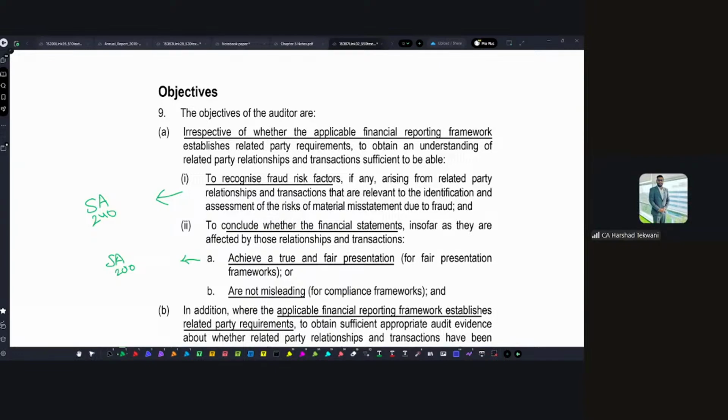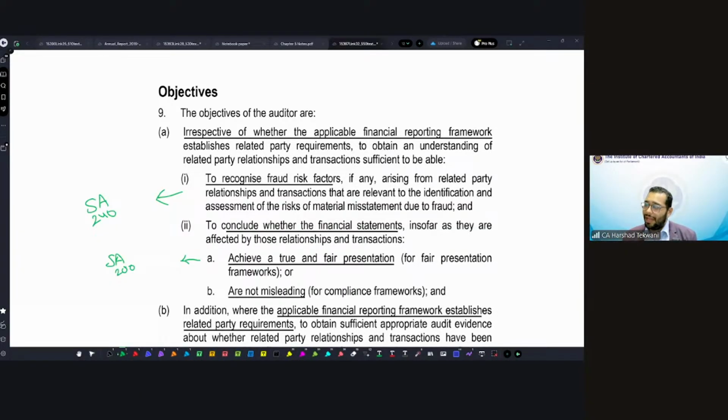First, then we need to understand the related party transaction and related party relationship. Okay. Then what else? I understood the related party transaction. Like, okay, the company has a subsidiary. They purchase goods from them. What else? Okay, then whether it is in line with the arm's length price or not, that we will verify.